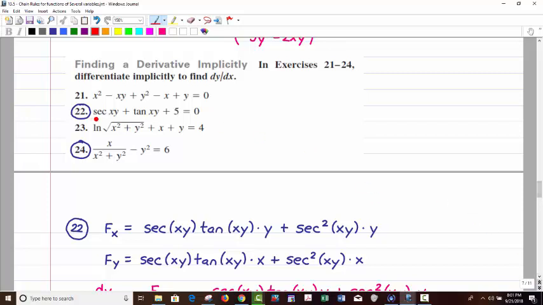Okay, so let's see what this one says. Sec xy plus tan xy plus 5 equals 0. We have to be a little careful with this one. It's already written in implicit form there. So the derivative of secant is secant times tangent. Essentially, the derivative of sec u would be sec u tan u times u prime.